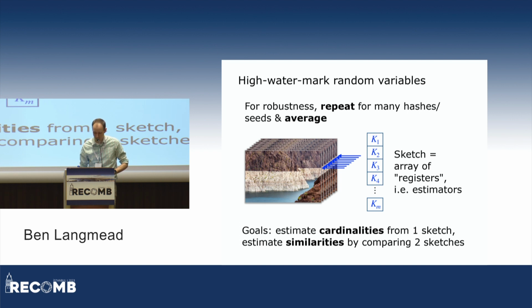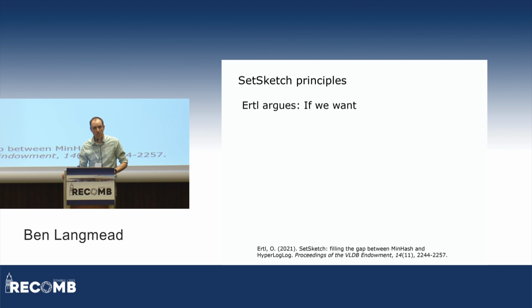So here's our array of M registers. Ultimately, our goals are to use the values of these registers to estimate things like cardinality and similarity. Cardinality of a single sketch or similarity between two sketches. So in the set sketch paper, Ertl argues for an interesting new framework.